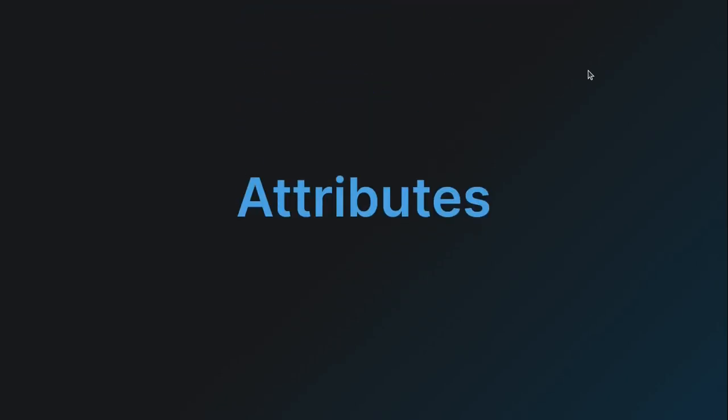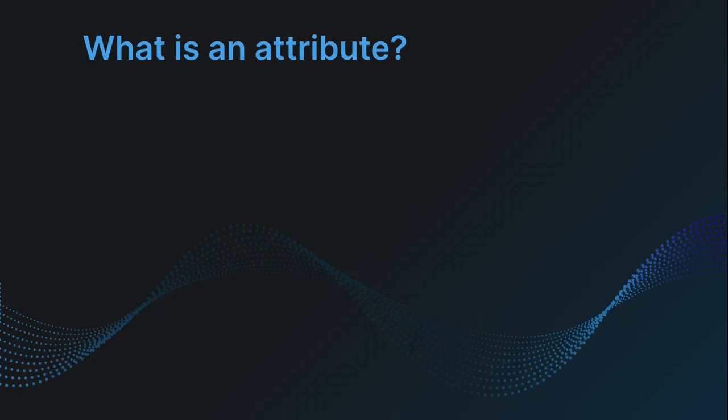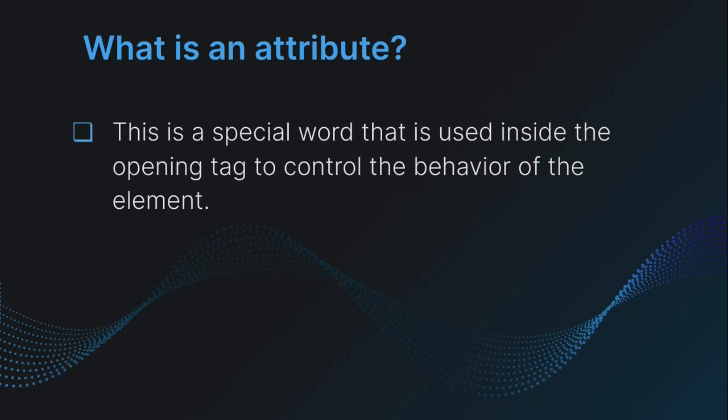Hi everyone and welcome to our second HTML video, and in this video we'll proceed into discussing attributes. So the first thing one gets to ask themselves is what is an attribute? An attribute is a special word that we use inside the opening tag of an element to control the behavior of that element.